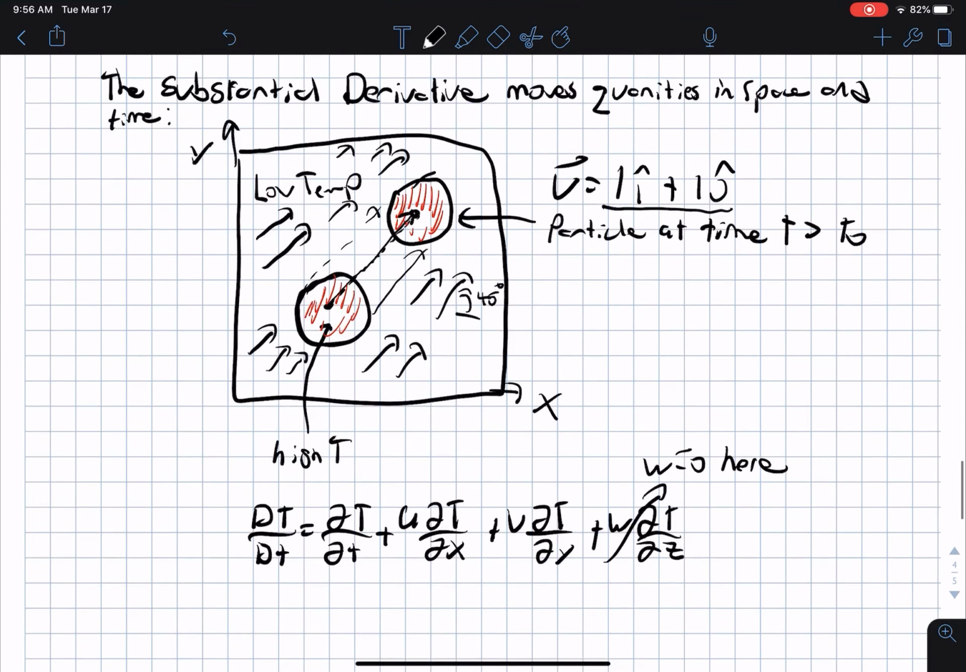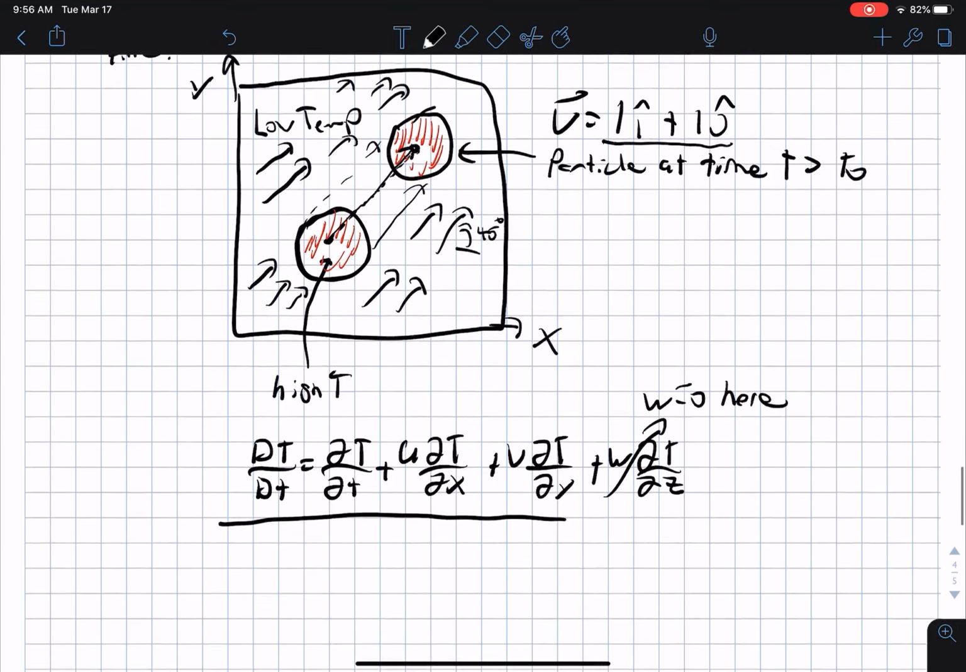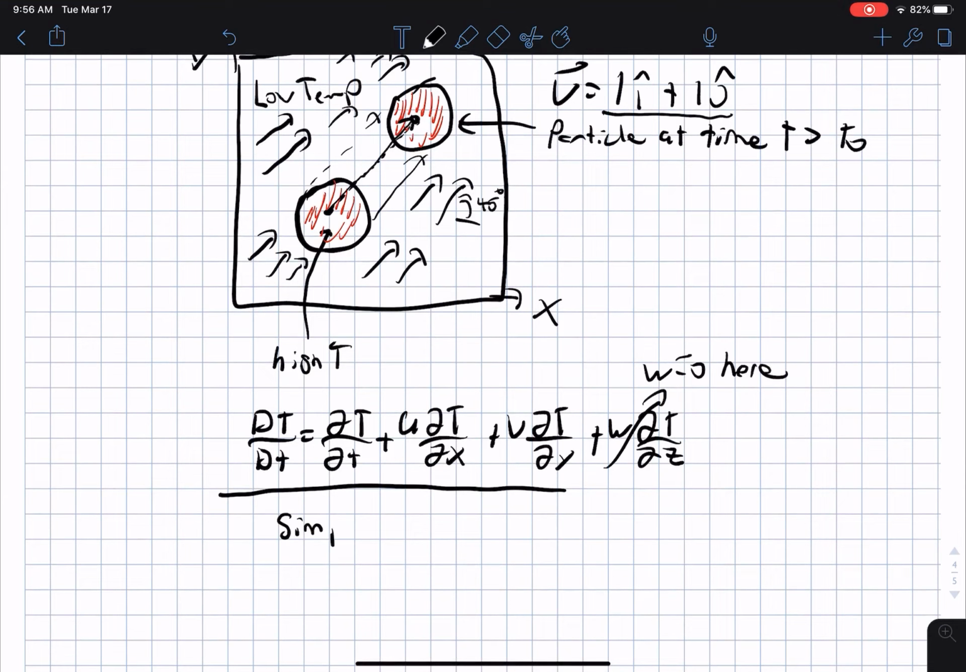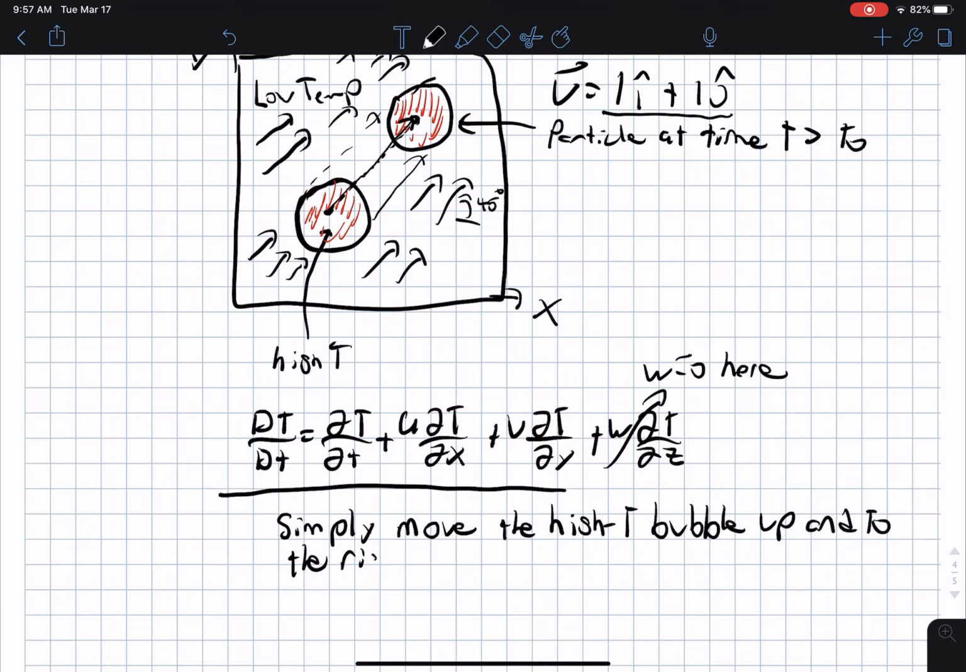So all this operator does is this simply moves the high temperature bubble up and to the right. Right? So this crazy substantial derivative operator, it just simply moves things around. It does nothing more than that. Okay?